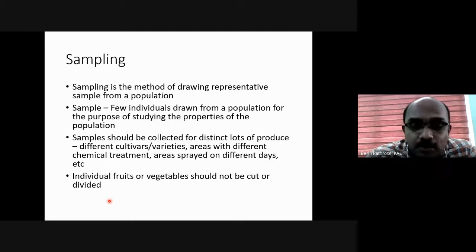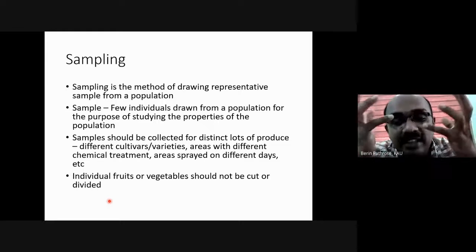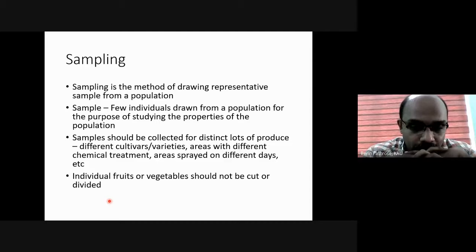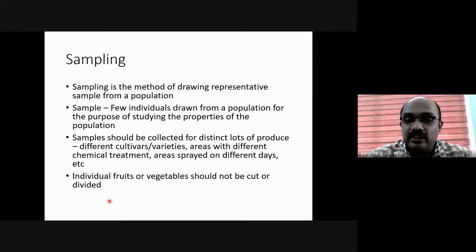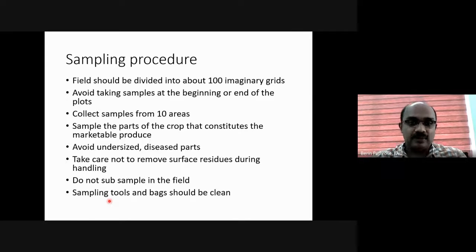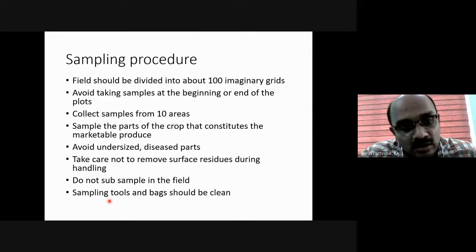So you are not supposed to cut or divide an individual sample. You have to take the entire commodity to the lab. So that is another thing with respect to sampling. These are the things which you have to take care of at the time of sampling. So how should we go about sampling?